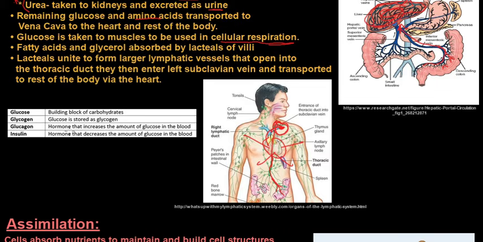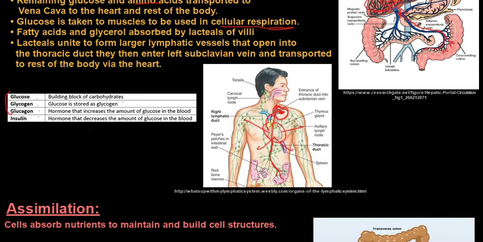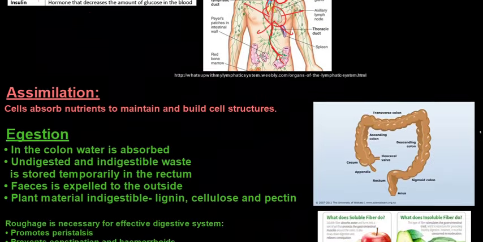I inserted this little table to the left just so you know the difference between glucose, glycogen, glucagon and insulin, so that you don't confuse, especially the 3 Gs. So glucose is a building block of carbohydrates, glycogen is glucose that is stored, then glucagon is the hormone that increases the amount of glucose in the blood, and insulin is the hormone that decreases the amount of glucose in the blood. I actually think I pasted that in the incorrect area, but now you know.